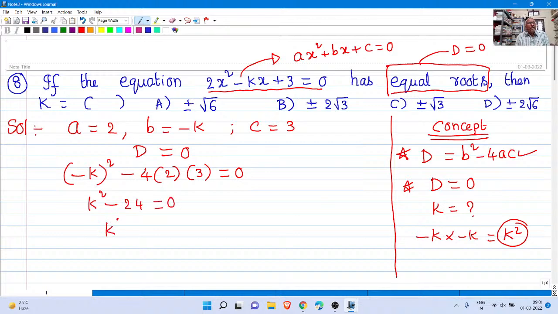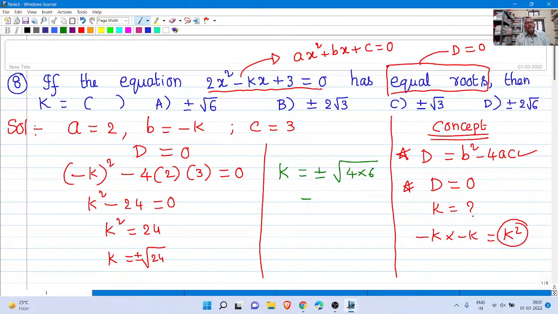So k square equals 24. Now k equals plus or minus square root of 24. We can write 24 as 4 into 6. Plus or minus square root of 4 is 2, and root 6. So k equals plus or minus 2 root 6. Right, root 24, Varsha, absolutely correct.